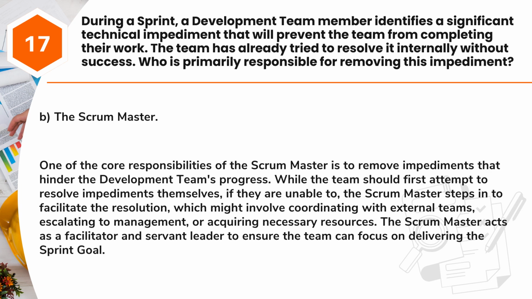Answer B. The Scrum Master. One of the core responsibilities of the Scrum Master is to remove impediments that hinder the development team's progress. While the team should first attempt to resolve impediments themselves, if they are unable to, the Scrum Master steps in to facilitate the resolution, which might involve coordinating with external teams, escalating to management, or acquiring necessary resources. The Scrum Master acts as a facilitator and servant leader to ensure the team can focus on delivering the sprint goal.